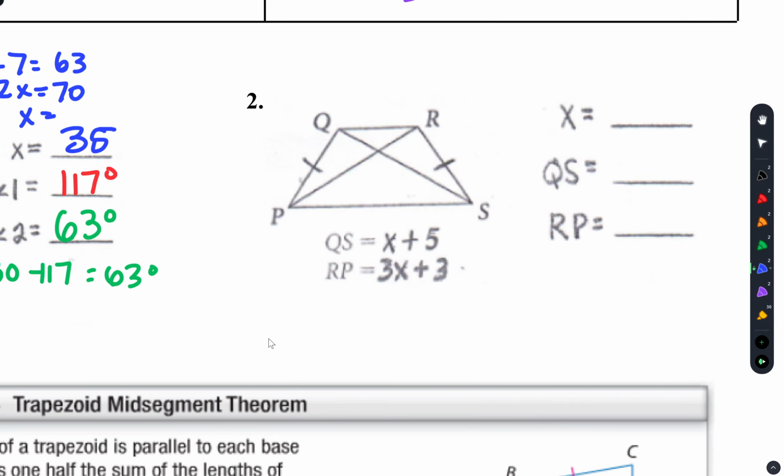Okay, number 2, same deal here. I again have an isosceles trapezoid. It's important that we know it's isosceles before we try to use any of these properties. I have QS and RP. What do I know about those diagonals? Gabby? They're congruent, so let's set them equal.